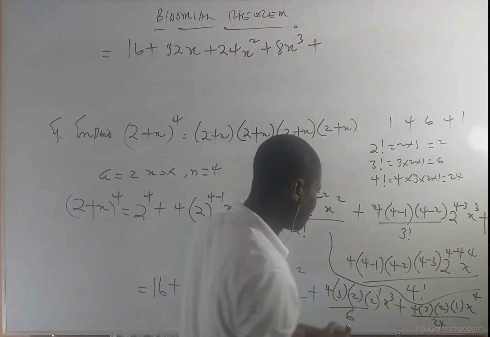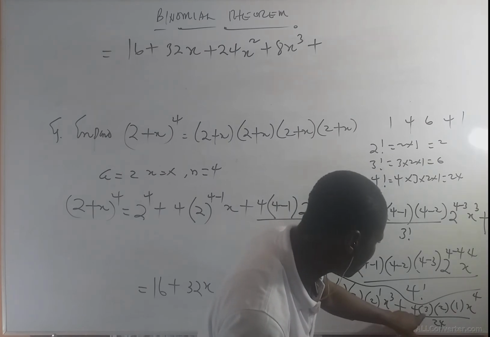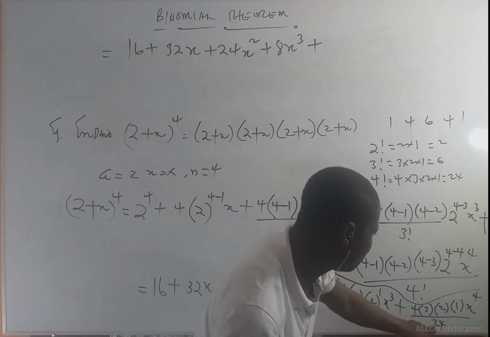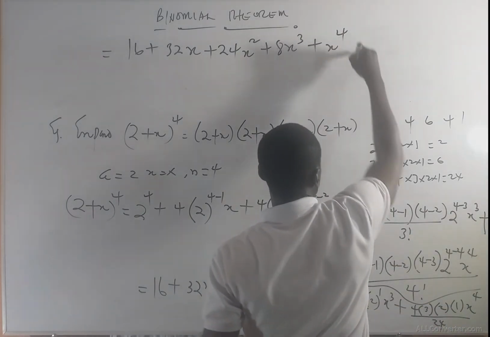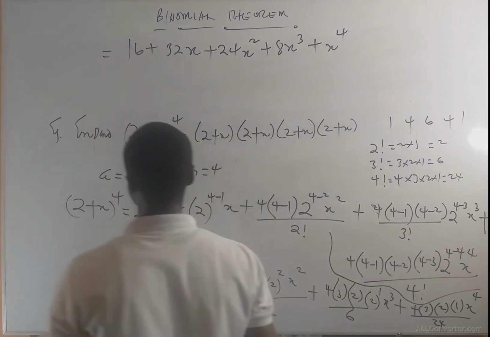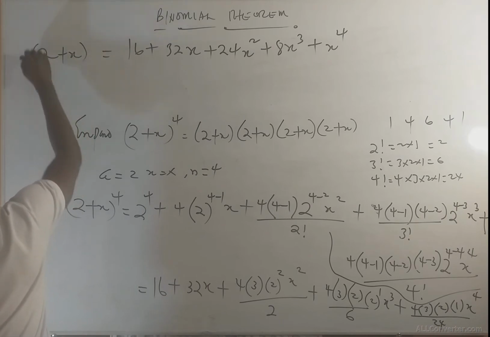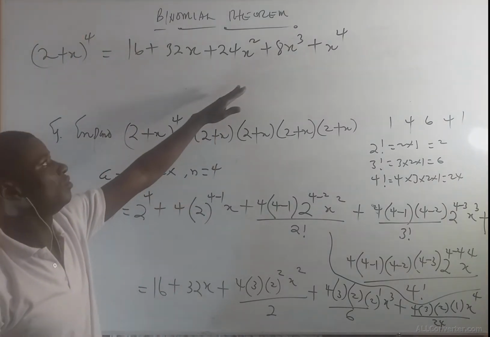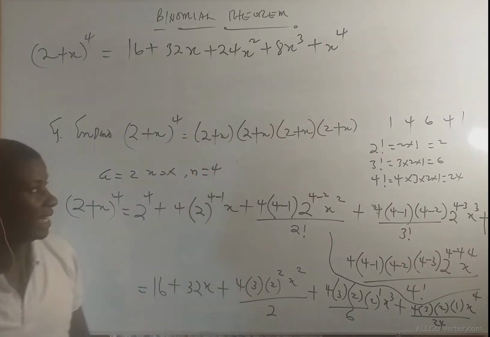So we have plus. Now 4 times 3 is 12. 12 times 2 is 24. 24 times 1 is still 24. And 24 divided by 24 will give us 1. So we are left with x exponent 4. So this should be the expansion for 2 plus x exponent 4 using the binomial theorem, a plus x exponent n.